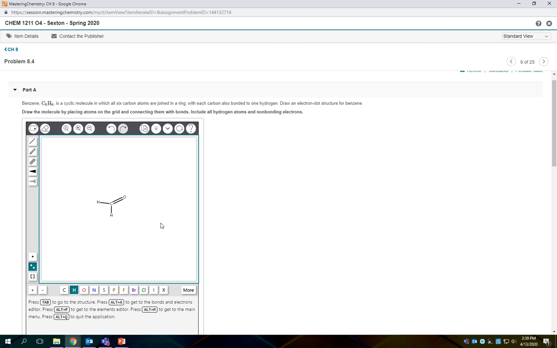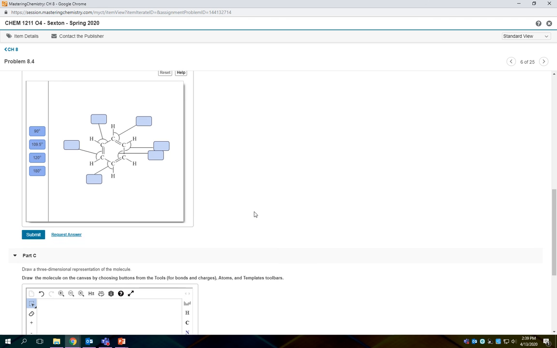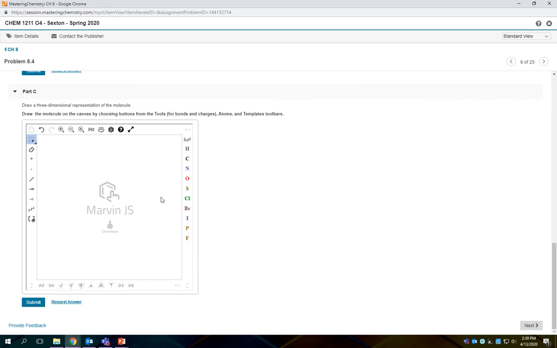Then of course we need to include the two lone pairs on oxygen, so we can choose a pair of electrons here, and we can just click on the atom that we want to add that to. So for oxygen we can do that once, twice, and you can see that there's two lone pairs on this oxygen. So that's how you use the drawing tool in Part A. Let's go ahead and move down to Part C here, where they ask us to draw a three-dimensional representation of the molecule.